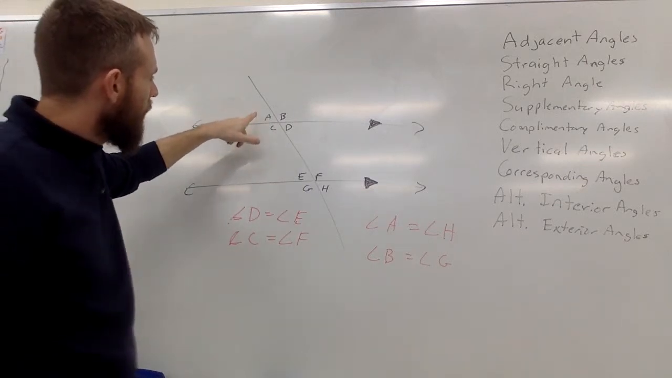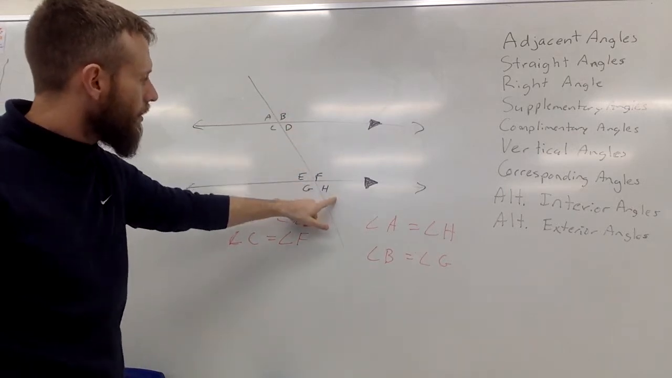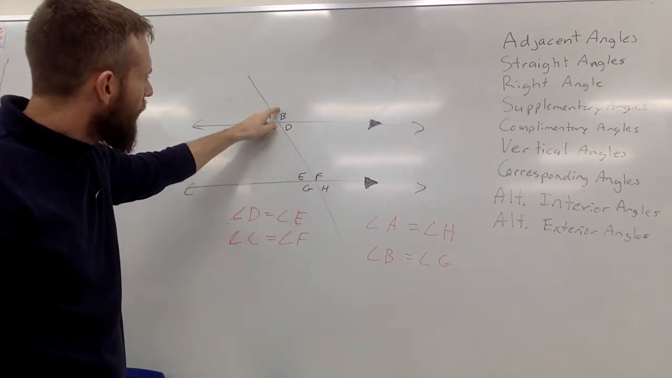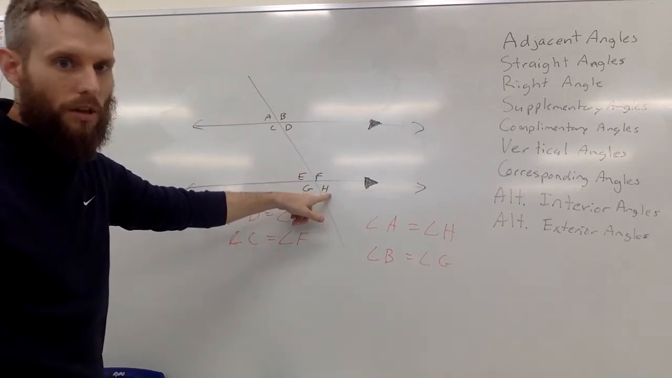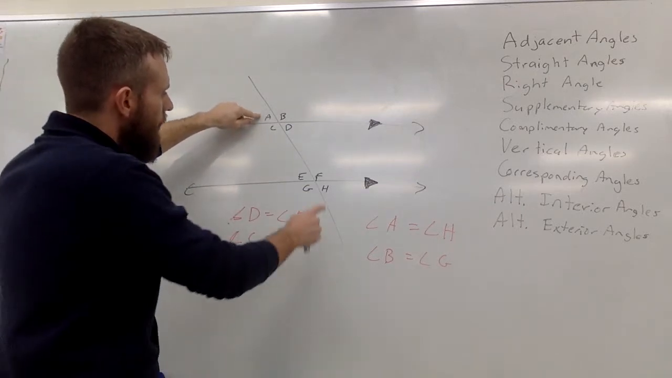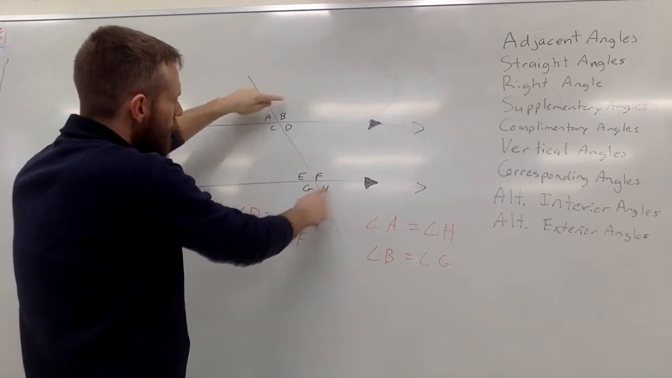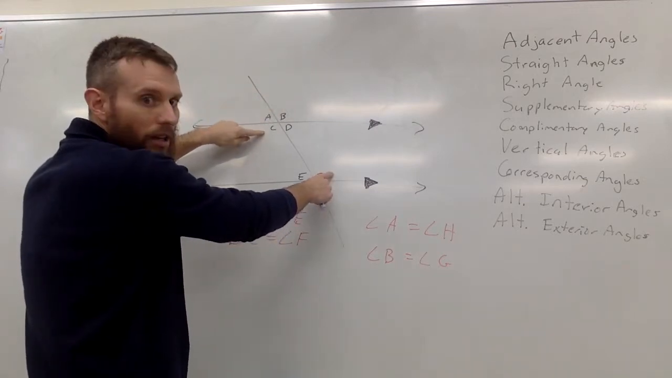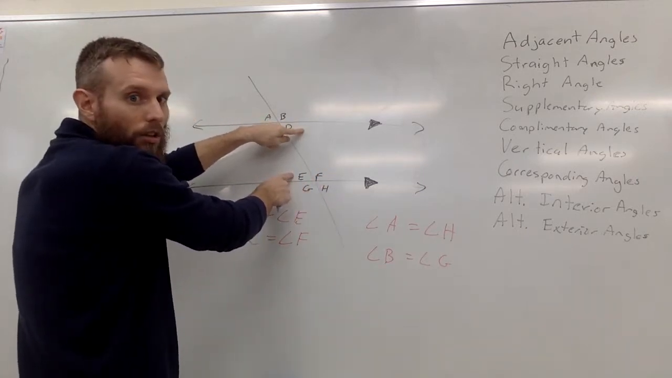So corresponding angles, A and E, C and G, B and F, D and H, okay? Oh, sorry, I think I said that wrong. C and G, B and F, D and H, right? Those are corresponding angles. Those are all equal with each other. And then angle A and angle H, again, are alternate exterior angles. Angle B and angle G are alternate exterior angles. Angle C and angle F are alternate interior angles. Angle D and angle E are alternate interior angles.